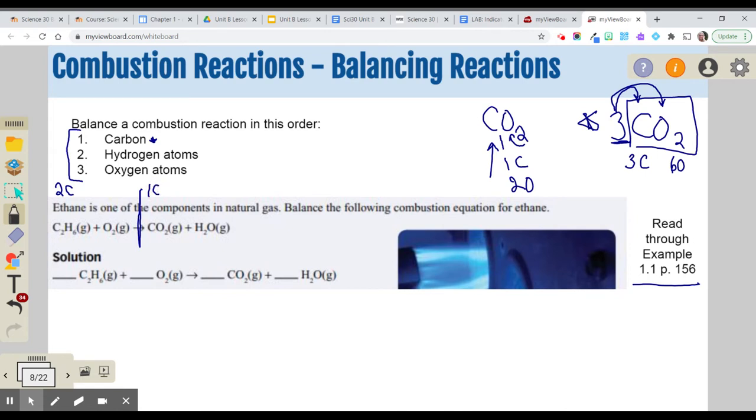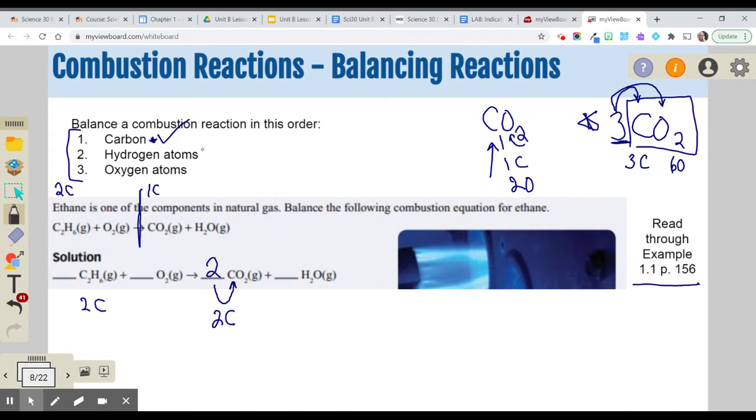So we're going to take whatever side has the least number of carbons, and that's the side we are going to make equal to the other side. So we need 2 carbons, so 2 times 1 would give us 2 carbons. If we put a 2 in front of carbon dioxide, that now multiplies by the number of carbons. So now we have 2 carbons here, and we have 2 carbons here. So they're balanced. Done carbons.